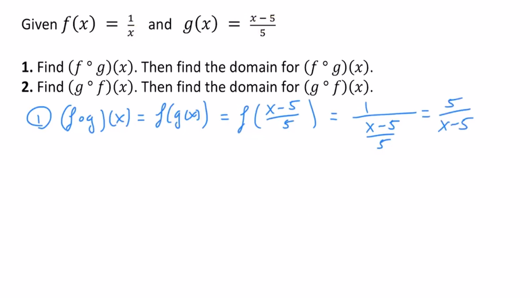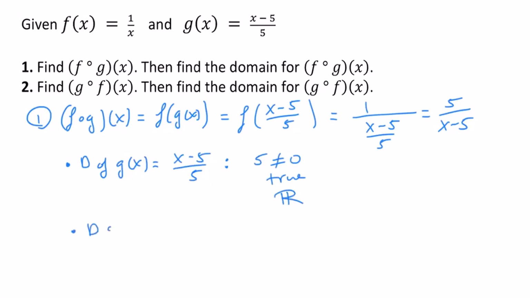Let's get the domain. The first step is the domain of the inside function, which is g(x). And g(x) is (x - 5)/5. So here we have a fraction, but the denominator is just 5. 5 cannot equal 0, which is a true statement. So here the domain is all real numbers.